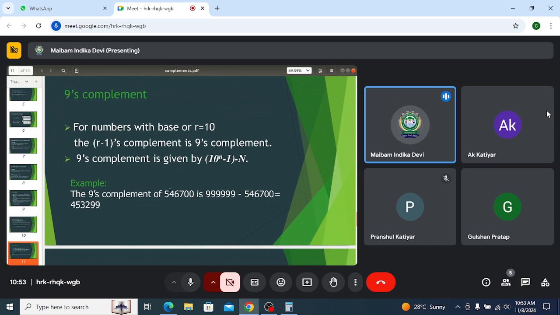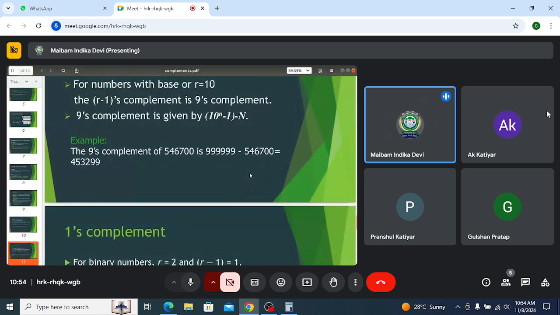Now if you are given a number N, 546700, to find the 9's complement, what you do is you subtract each digit from 9. Why so? Because 10 to the power, how many digits are here? 1 2 3 4 5 6. 10 to the power 6 has 6 zeros. 10 to the power 6 minus 1 is 999999. Then you subtract the value of the number. So simply put, to find the 9's complement of a number, you just subtract each digit from 9.